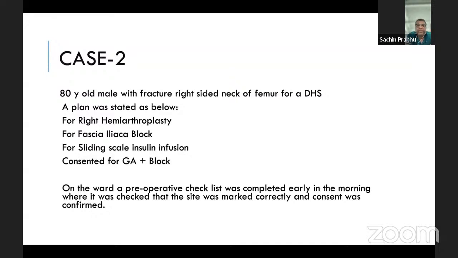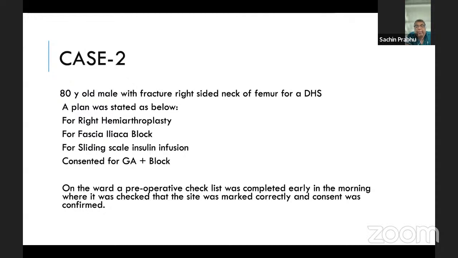The second case is something that, again, is probably not common, but not uncommon either, actually. This is an 80-year-old gentleman who was posted for a DHS, for a fracture neck of femur on the right side. Again, this happened in our hospital a couple of years ago.